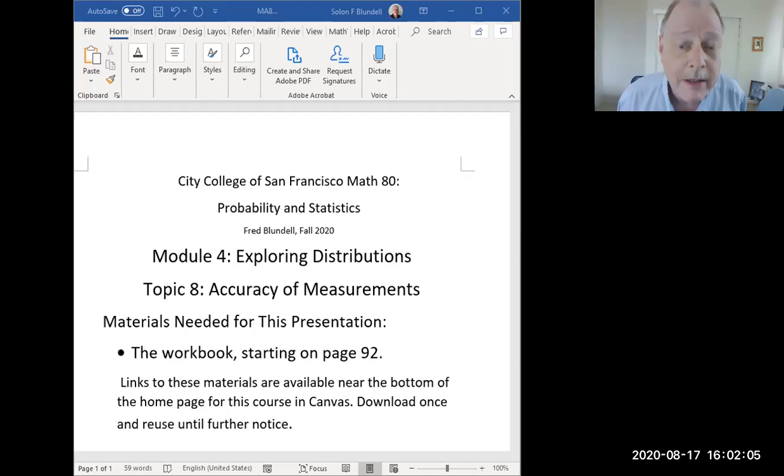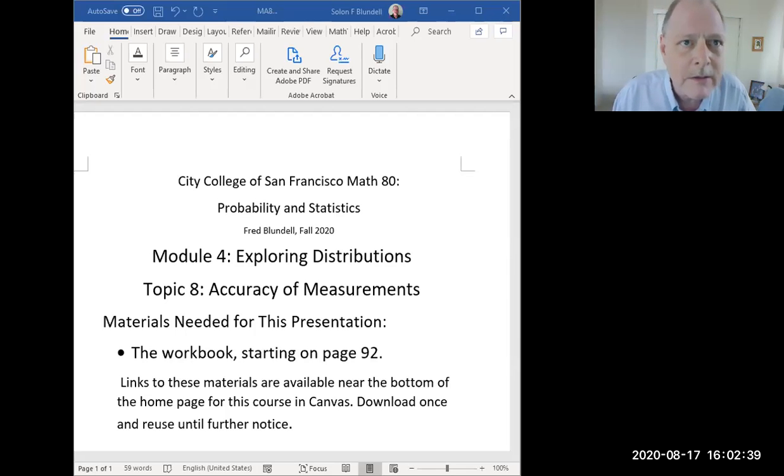I find that later in the semester, it's easier to explain margin of error if we have this little conversation now about accuracy of measurements, and it's not a complicated thing at all, so we may as well just throw it into the mix. So now it's written up in a lot of detail in the workbook, and I think you should read the workbook.